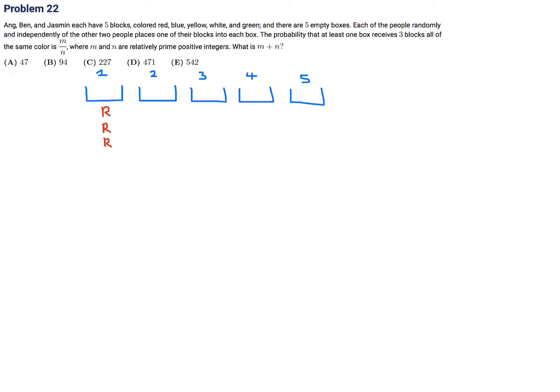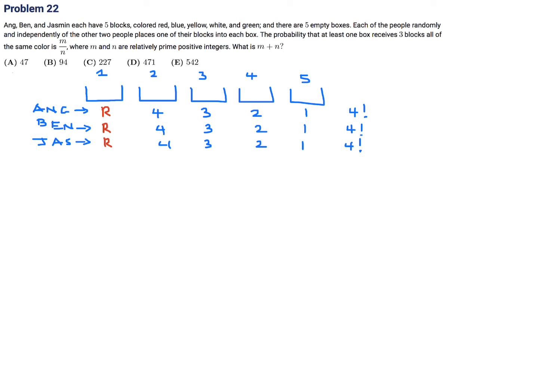Now, how do we arrange all the others? I've got 4 possible choices for that. I've got 3 possible choices there, 2 possible choices there, 1 possible choice here. So that's obviously 4 factorial. And then the same story for the next person, and the exact same story for the next person. So this is Ang right here. This is Ben over here. And this is Jasmine over here. So 4 factorial, 4 factorial.